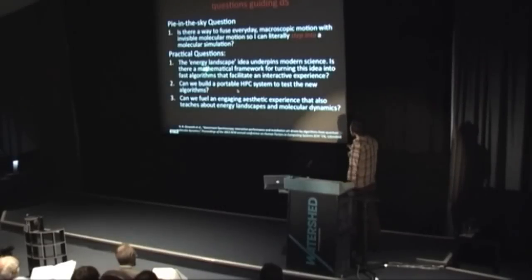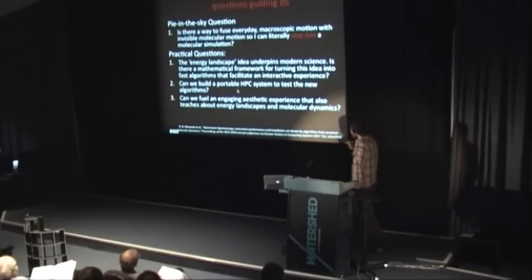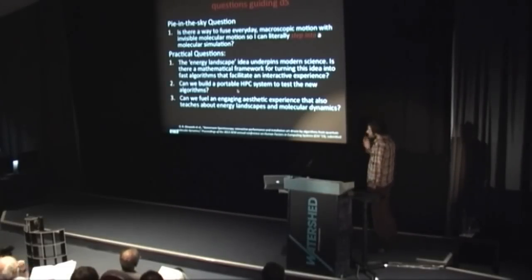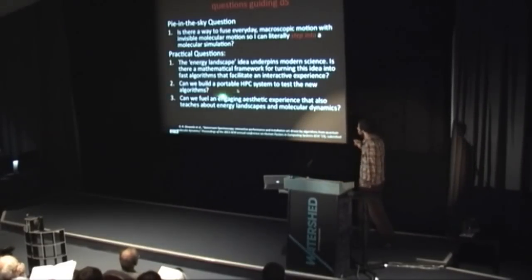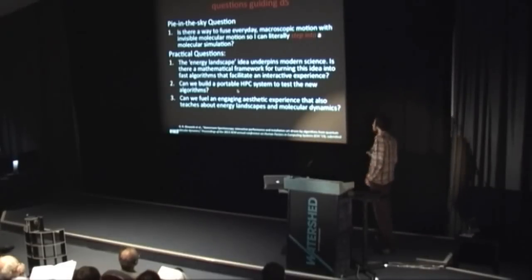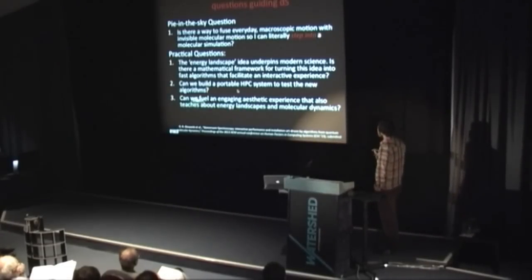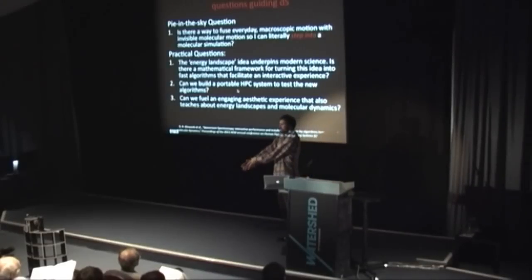Practically, though, there's an educational angle to this very much, as well as an HPC angle. So the energy landscape metaphor is fundamental to modern science. Is there a mathematical framework for turning this idea into fast algorithms that could facilitate an interactive experience? Number 2 is, even if we have the algorithms, can we actually build a portable HPC system that's compact enough to take it around and show it to people? And then the third thing is, can we use it to fuel an engaging aesthetic experience that also can be used as a teaching tool? So can I actually use it when I do my lectures to undergraduates or at schools to teach them about molecular dynamics in an interesting way?